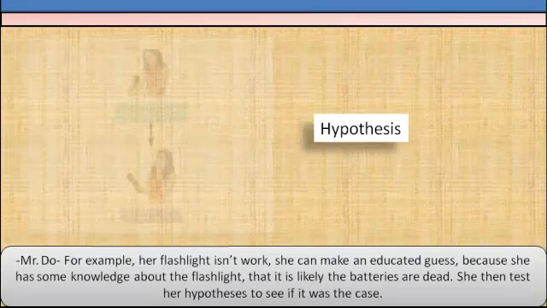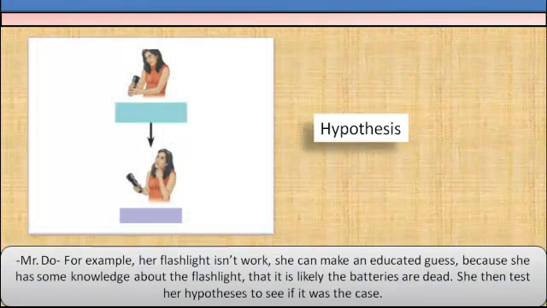For example, her flashlight isn't working. She can make an educated guess because she has some knowledge about the flashlight. That is, likely the batteries are dead. She didn't test her hypothesis to see if that was the case.